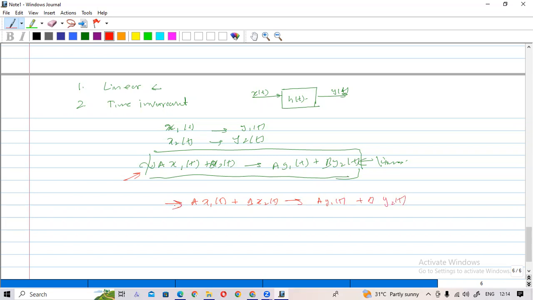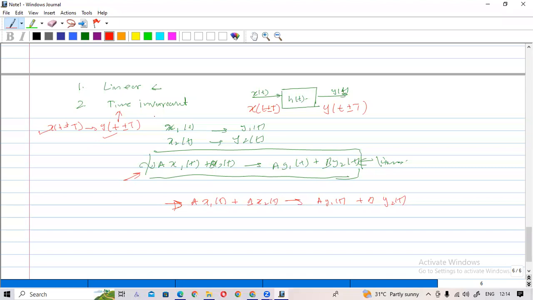Then this is linear. Time invariant means if you shift the input signal by some value, the output will also be shifted by the same value. If you shift the input in any direction, plus or minus t, your output will also have the same shift.